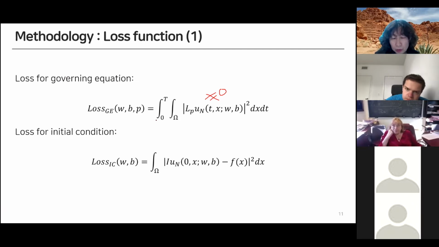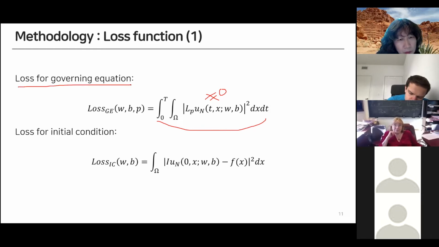Therefore, we have to somehow optimize. The way to do it is to use the L2 loss like this and minimize it. This is the way to find a good approximate solution of a given partial differential equation. So this is the loss function coming from the governing equation.